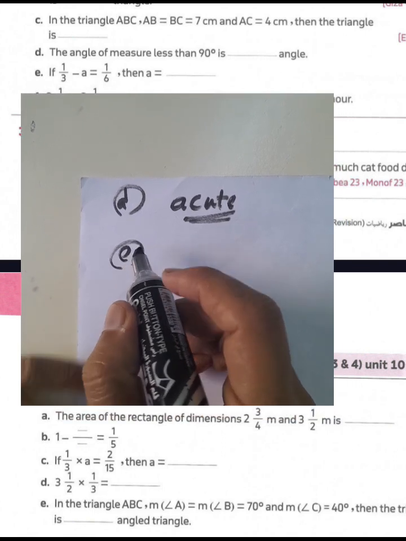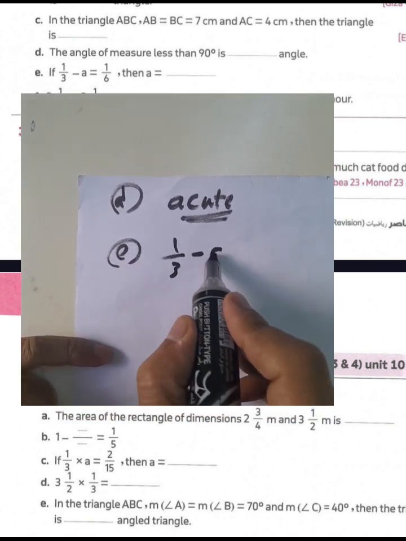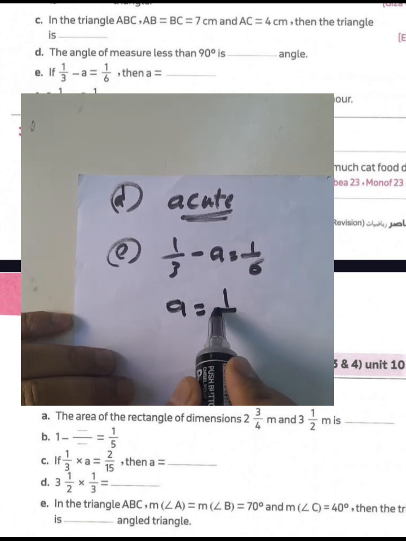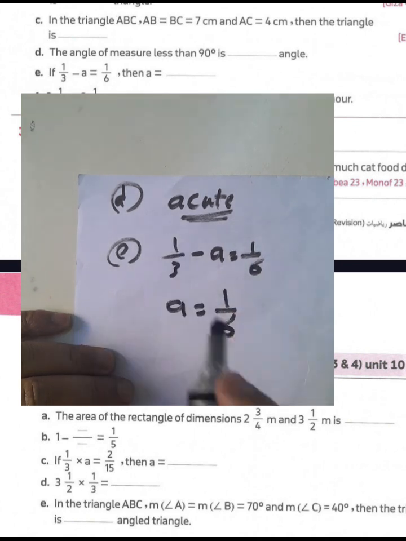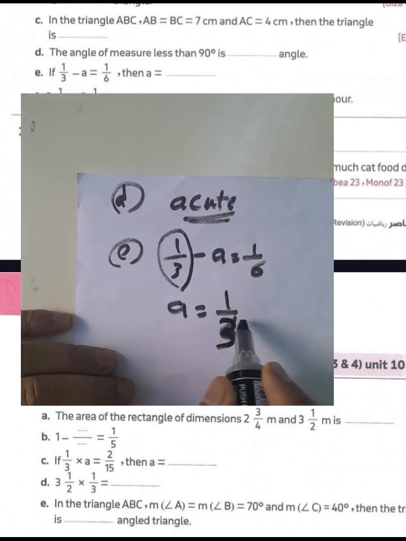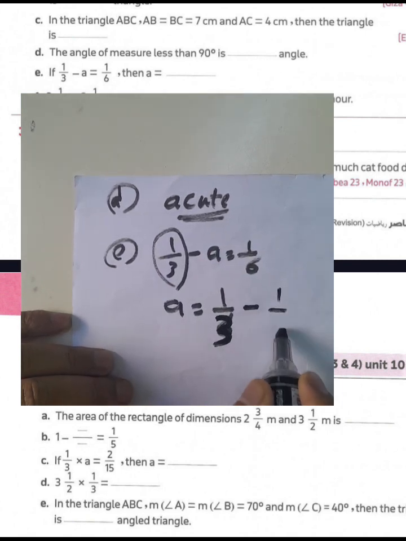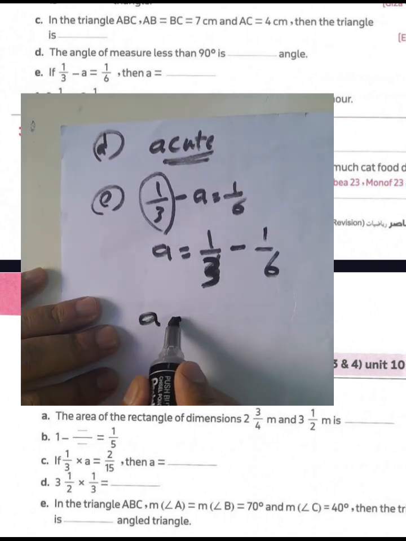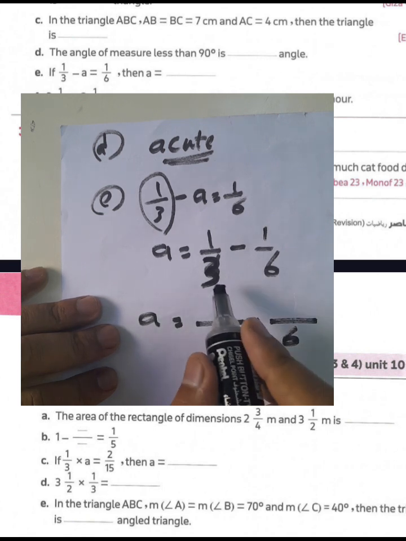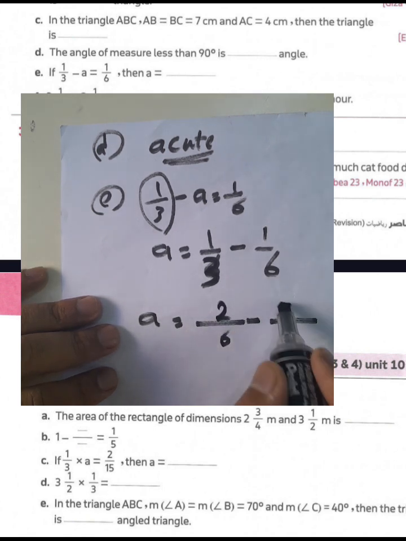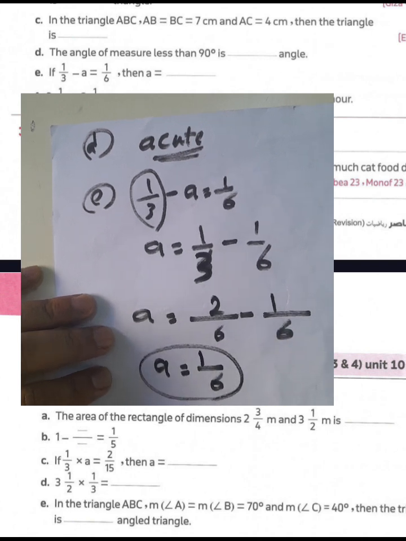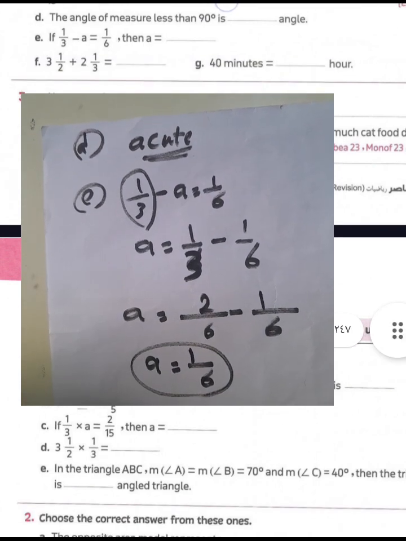Question letter E. If a third subtract A equals 1/6, we can find the value of A. A equals 1/3 subtract 1/6. Write 1/3 first, because this is the minuend. 1/3 subtract 1/6. Then you write the least common multiple of the two denominators, 6 and 3, it will be 6. 3 times 2 equals 6, 1 times 2 equals 2. And the difference between them: write 6 in the denominator, 2 minus 1 equals 1. And the value of A equals 1/6.